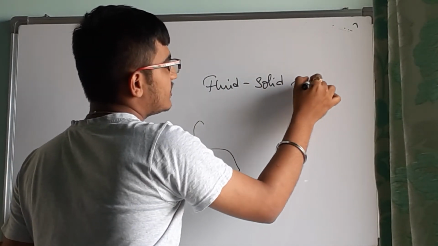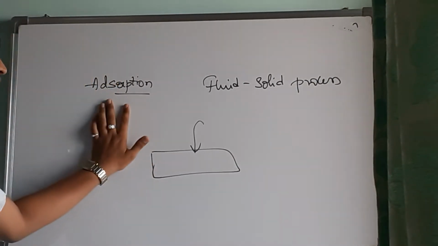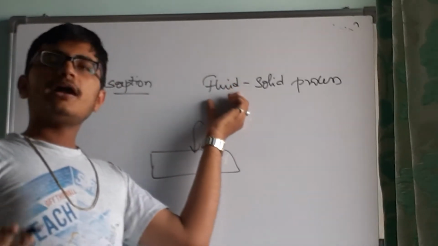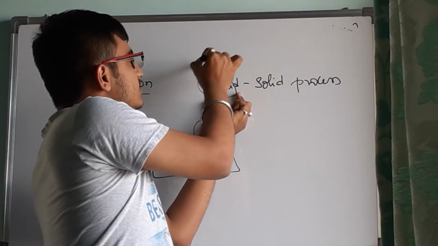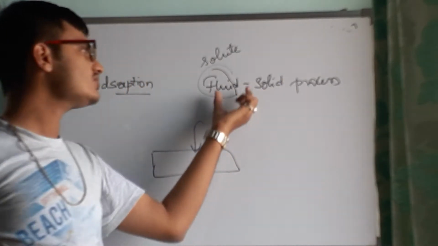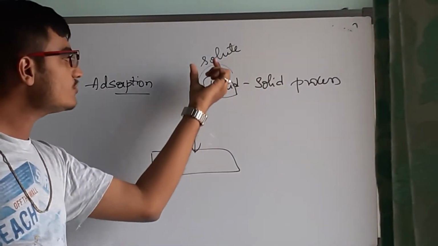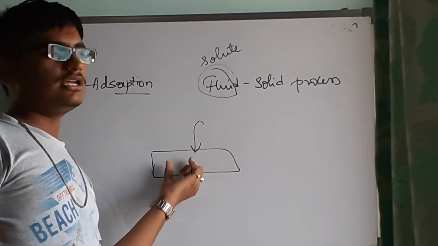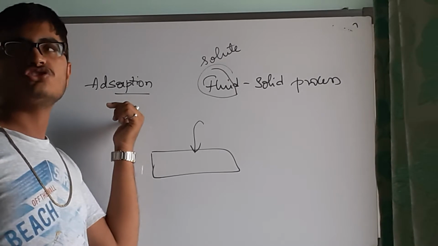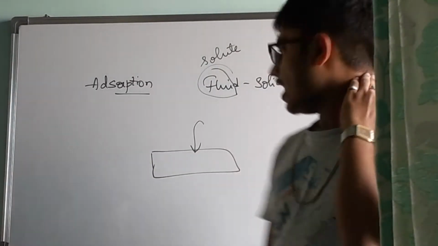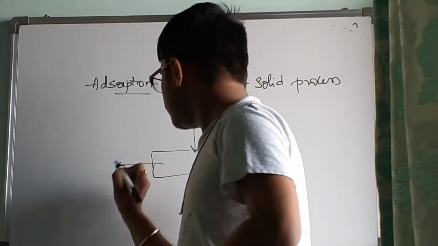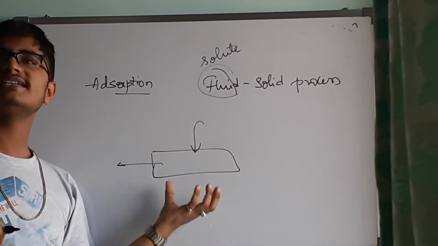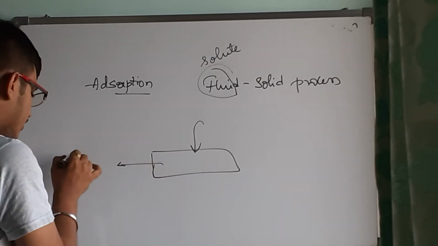Basically, adsorption is a fluid solid process where the fluid consists of solute particles. So basically, the solute particles of the fluid get settled on the solid particles. This process is known as adsorption. And this solid particles or solid bed or solid material on which the solute particles of the fluid get settled is known as adsorbent.